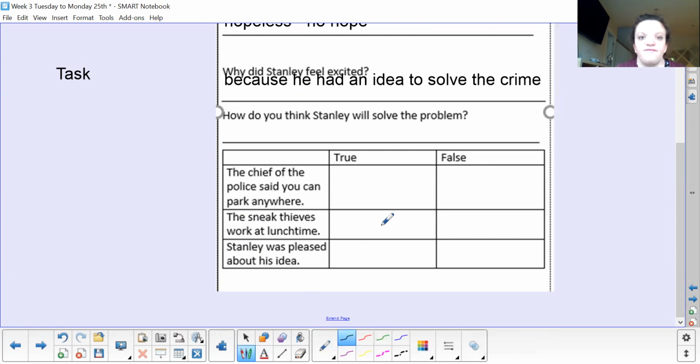That's fantastic. The first one, the chief of the police said you can park anywhere. False, because it said, please don't park where you shouldn't, which means there are places where you shouldn't park. The sneak thieves work at lunchtime. False, because they work at night. And Stanley was pleased about his idea is true. He was feeling very excited and he wanted to tell Mr. Dart. Well done if you got all of those answers correct.